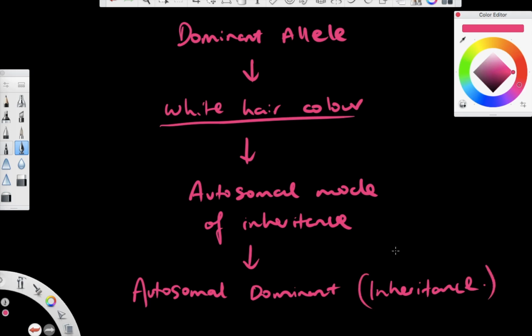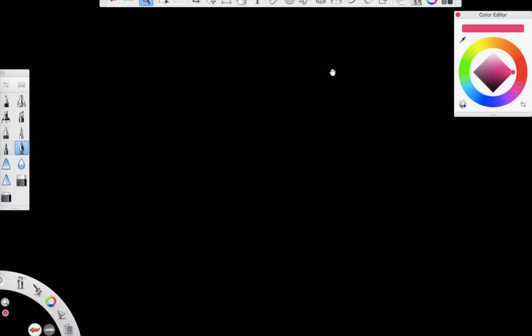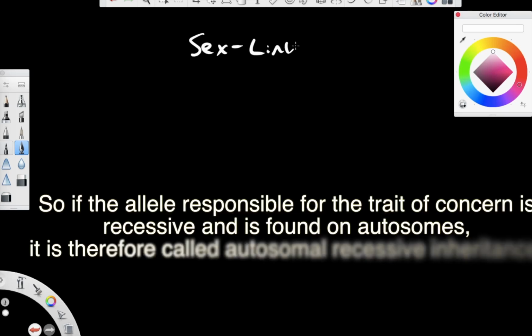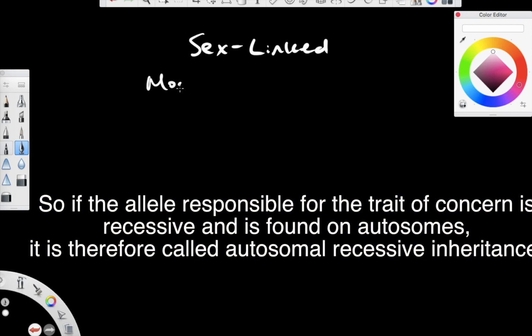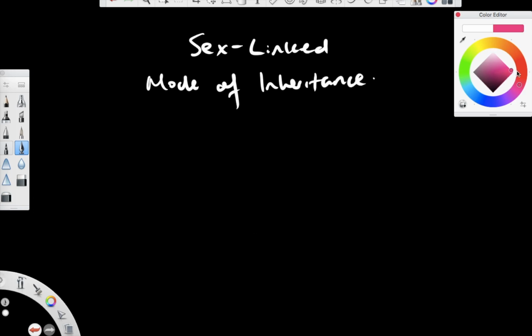or we can just call it autosomal dominant, right? And then obviously there are other types, which is sex-linked mode of inheritance, right? And similar to autosomal mode of inheritance, it can be subdivided into two categories. These are dominant and recessive.